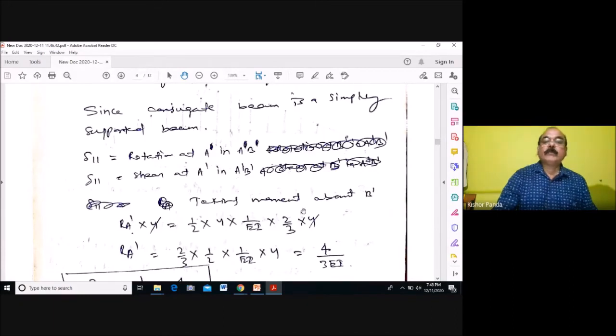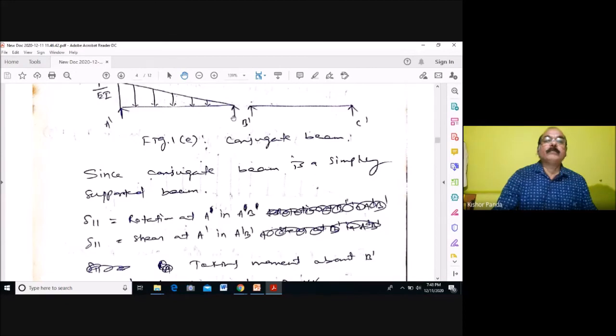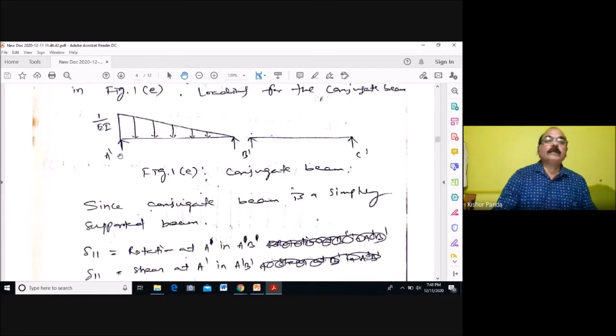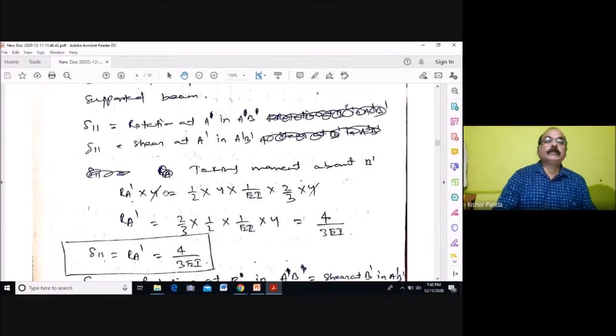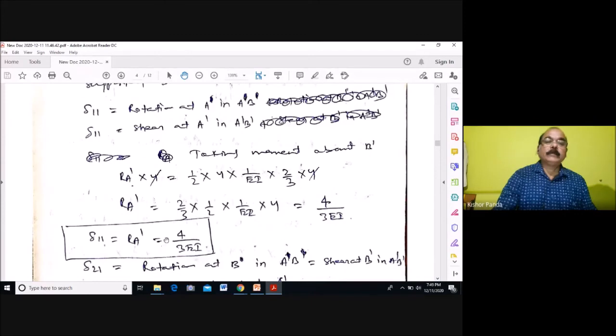So you can find out the reaction taking moment about B dash. RA dash into this distance is equal to half into base into height into the CG, the centroid distance, 2/3 into 4 from this end. Because this side is 1/3 and this side is 2/3, 2/3 into 4. After simplifying, the reaction at A dash, RA dash, is equal to 4 by EI. Taking moment about B, RA dash into 4 is equal to this much, and RA dash is equal to 4 by 3EI. Delta 1 is equal to RA dash, which is 4 by 3EI.